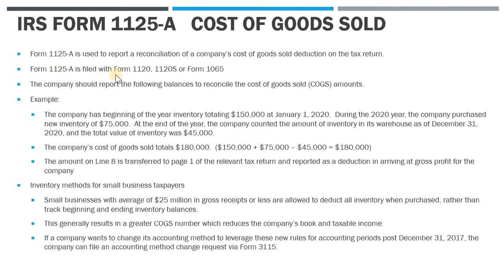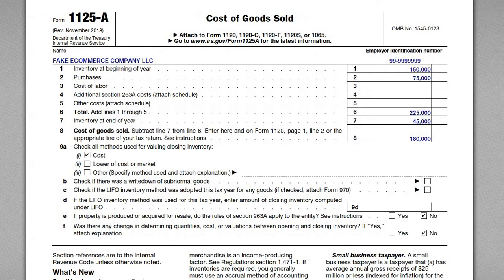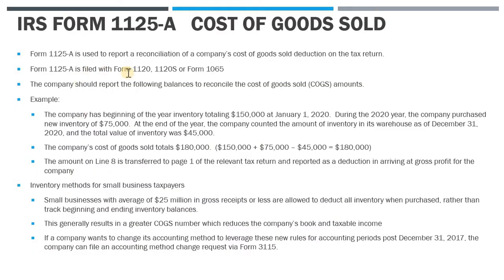So 1125A can be filed with an 1120, 1120S, or 1065. It's the same version of the form. We have an example here that we'll go through as well for an e-commerce business. But again, it's the same type of form regardless of whether it's being applied to an 1120 corporate return, S-corp return, or if you have a partnership. Okay, so let's look at an example here.